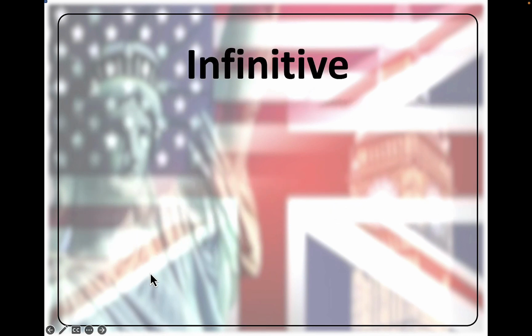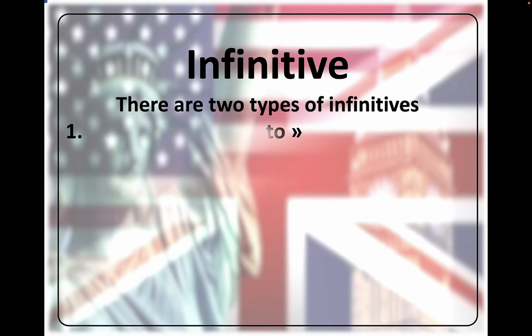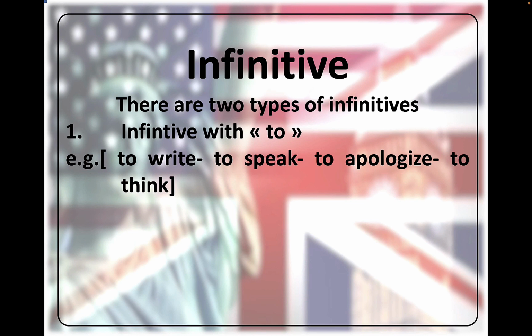Now, the infinitive. Infinitives are verbs without conjugation, or a verb which is not yet conjugated. And we have 2 types of infinitives. Number 1, infinitive with to. Example: to write, to speak, to apologize, to think. So such verbs are preceded by to. So we call them infinitives with to.